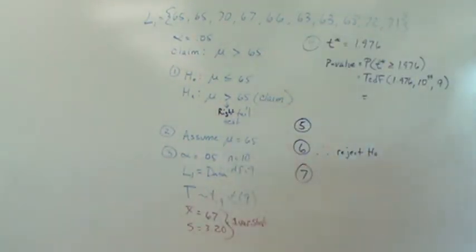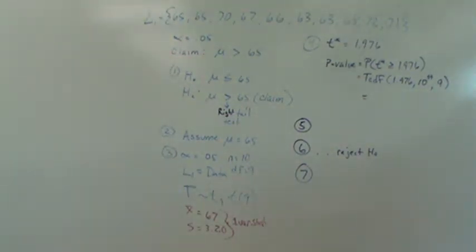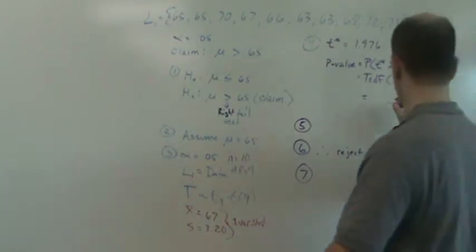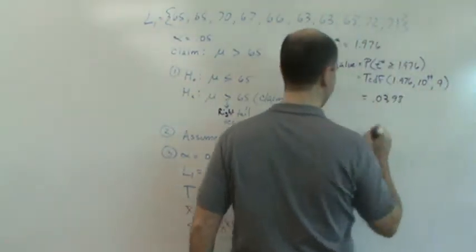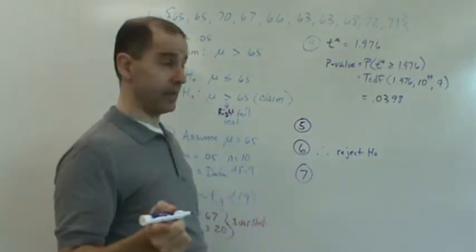And so what do we get for the p-value? Let's go to vars. Go to second vars, and we're going to go to number 6 for t-CDF. We put in 1.976, comma, 10 to the 99th power, comma, 9, enter, and we get 0.0398. Okay, so now let's do our comparison.